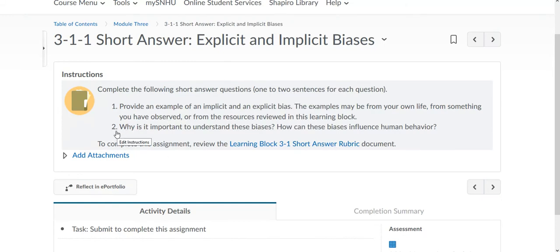And then the second half of this assignment, why is it important to understand these biases? How can these biases influence human behavior? So for this, you need to explain, and again, it only has to be a couple sentences, why understanding bias is important and how biases can change how we behave and act as human beings.